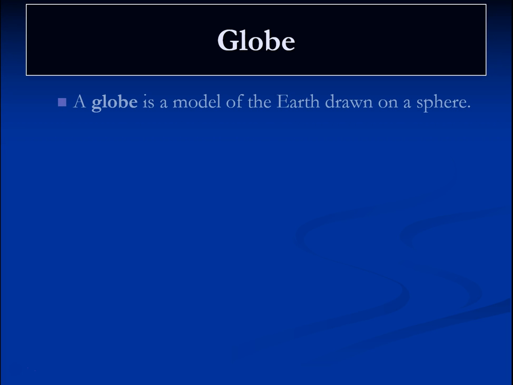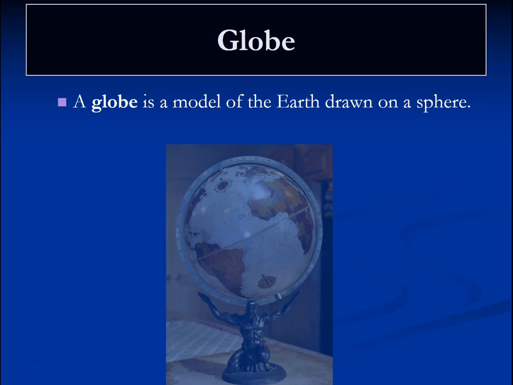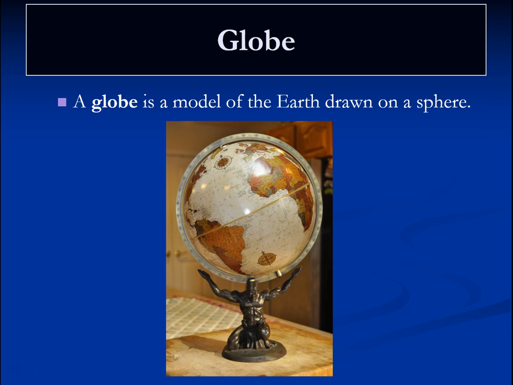Globe. A globe is a model of the Earth drawn on a sphere. Now, we all know that the Earth isn't actually a sphere. Can you say what is the actual shape of the Earth? That's right, it's an oblate spheroid. That's kind of bumpy. This is what a globe looks like.